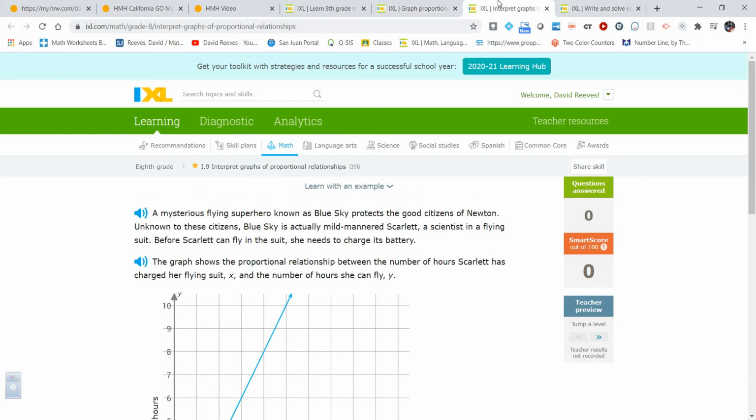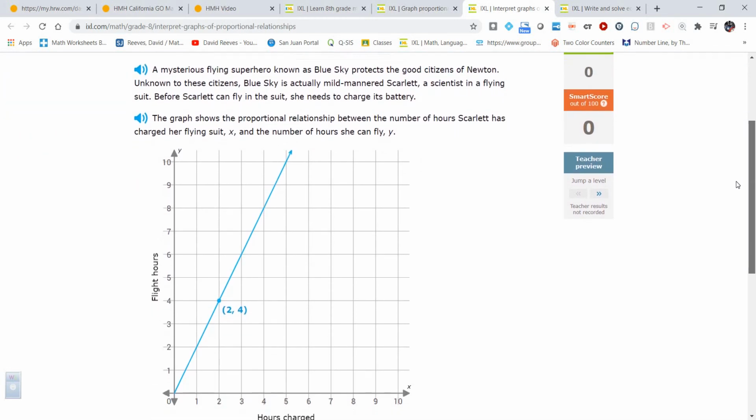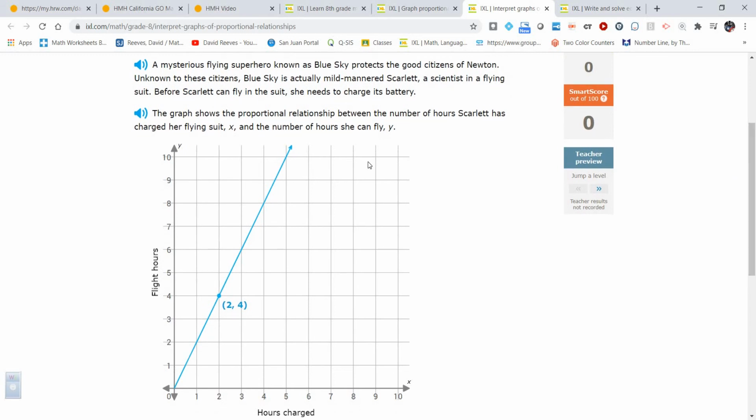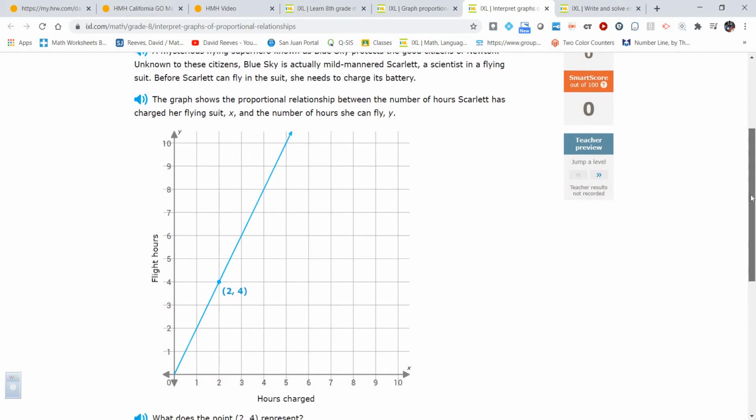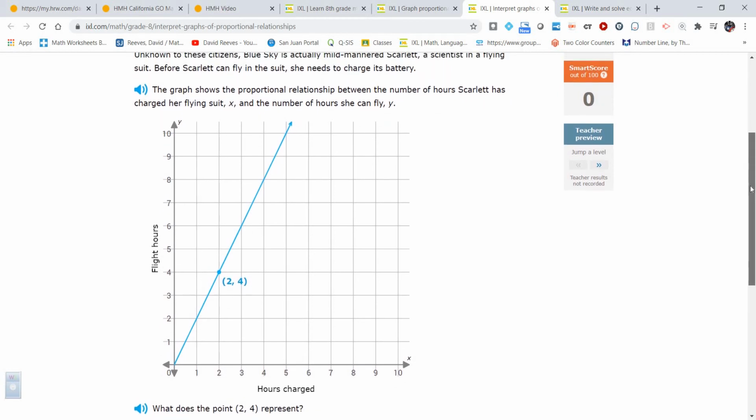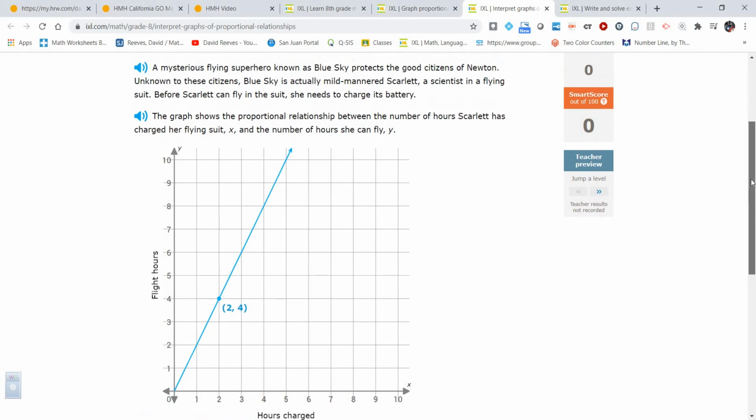Let's go to the next skill, interpreting graphs of proportional relationships. All right, so a mysterious flying superhero known as Blue Sky protects the good citizens of Newton. All right, why do I feel like I've read this already? Okay, maybe I did it in some preparation. If I did this in a previous video, I'm so sorry, because this definitely sounds familiar.